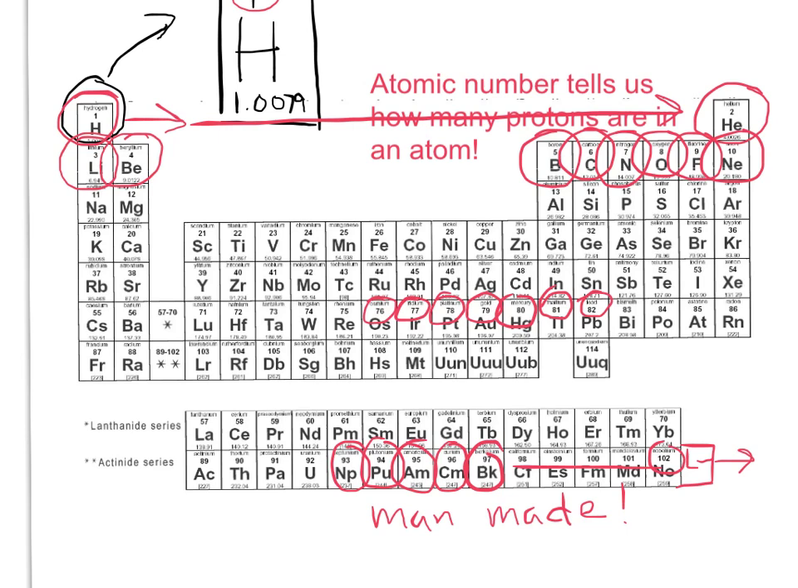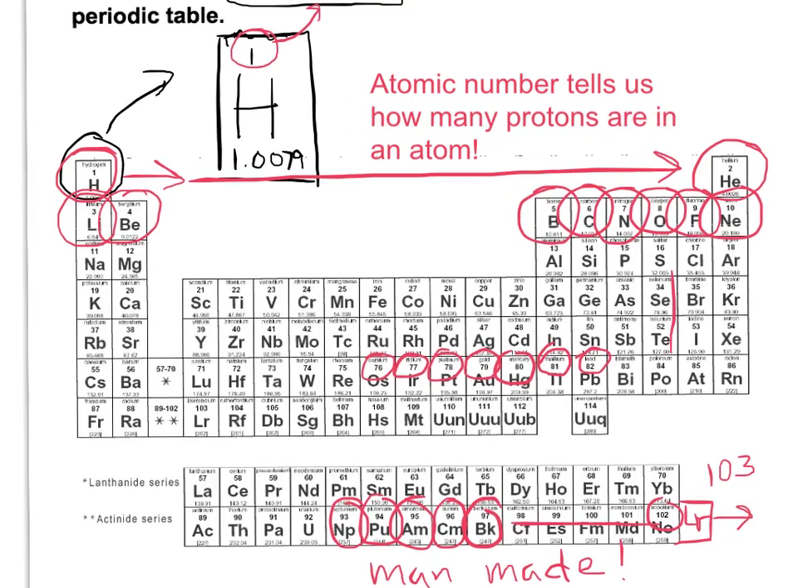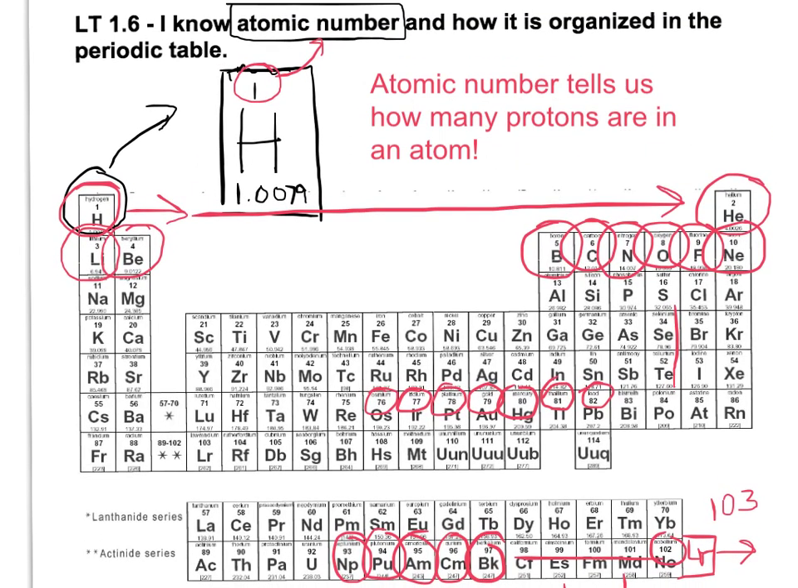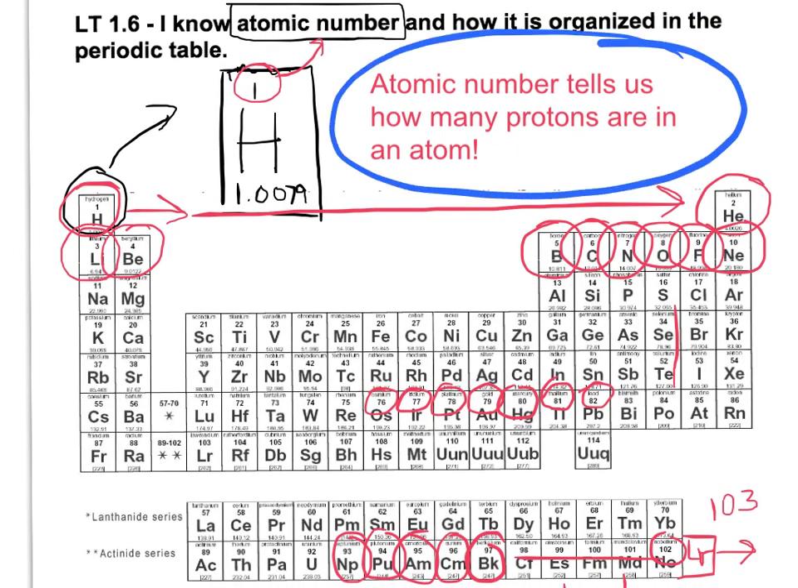So after nobelium, lawrencium, which is the next one you guys could guess, has 103 protons, and it was made right here in California. So it's kind of a neat way to organize a table. Mendeleev did it long ago, and it tells us how many protons are in an atom. That's the important thing to realize. Atomic number tells us how many protons are in an atom.